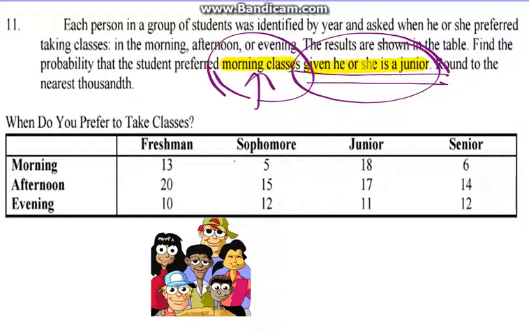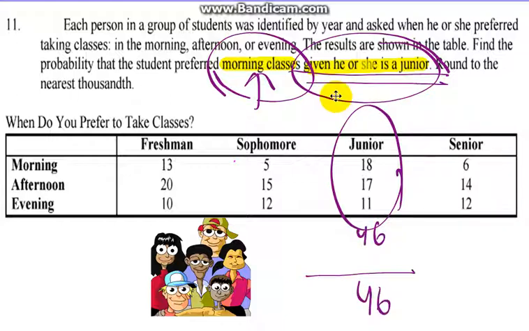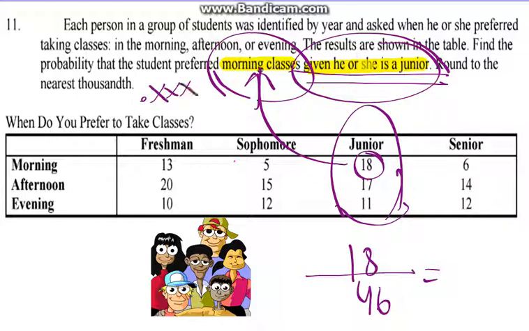What's the ratio there? So all the juniors, let's add that up, all the juniors, given that they're all juniors, we have 18 plus 17 plus 11. Well, that's going to be 46. So we've got 46 total juniors. And out of those 46 juniors, 18 of those had morning classes. So the probability would be 18 and 46. It tells us to round to the nearest thousandth. That is 3 decimal places.